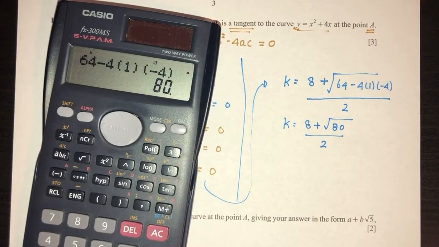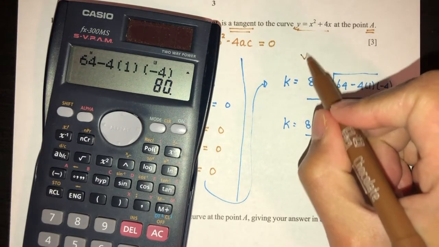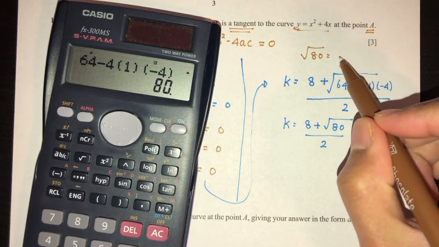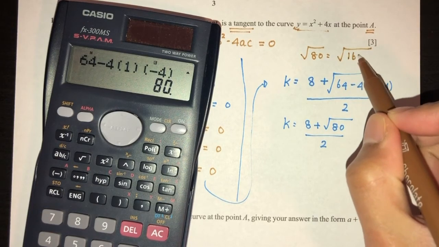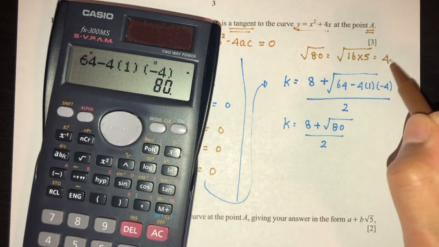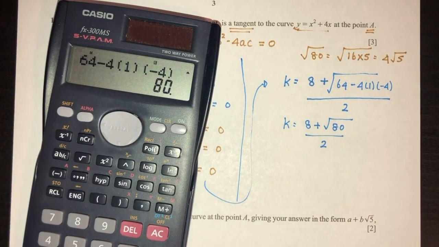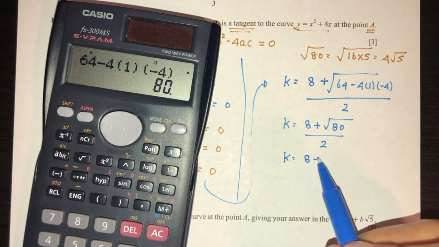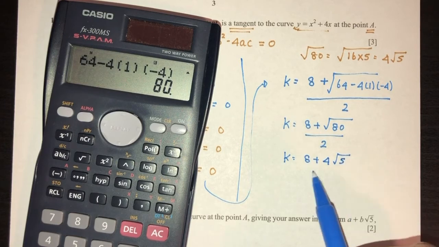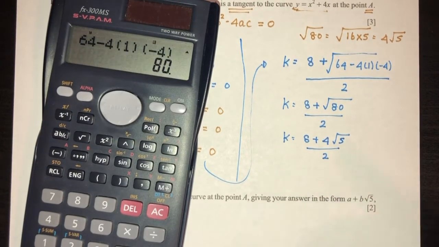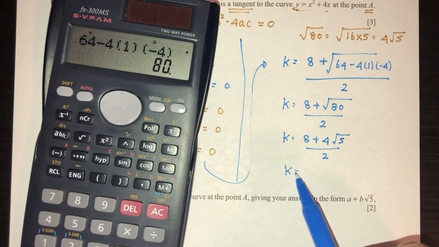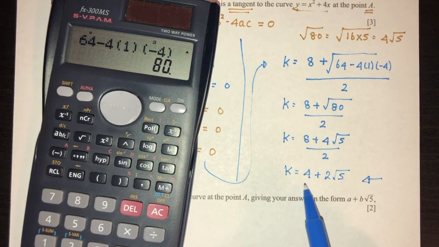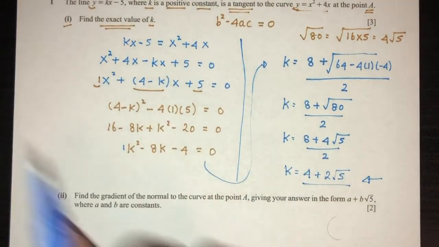So now we can simplify. What is root of 80? Let's write down. That can be simplified too. It will be 16 times 5, which is 4 root 5. Okay, so replace back in the main equation. k will be 8 plus 4 root 5 divided by 2. Now we have to simplify. 2 cancels out. You will have 4 plus 2 root 5. And that is your value of k. Okay, that is part 1.